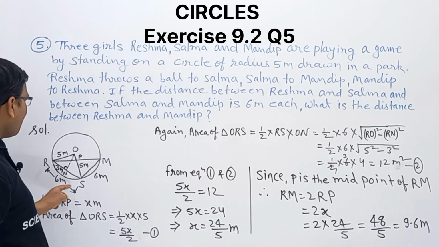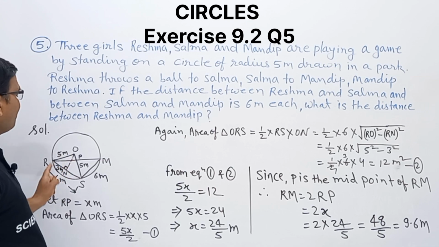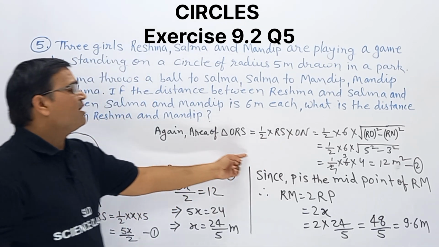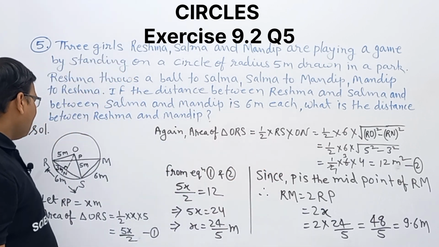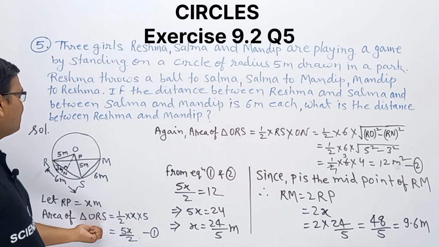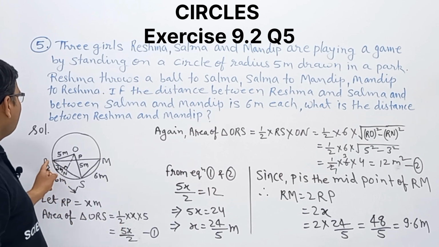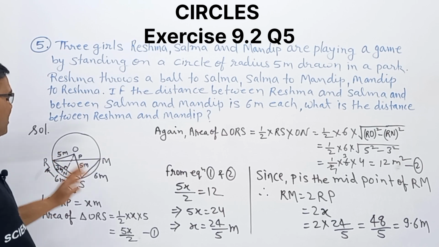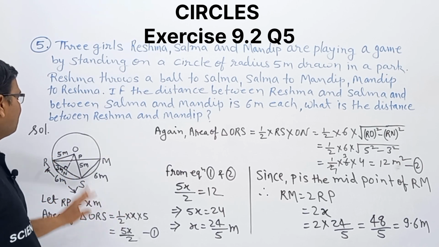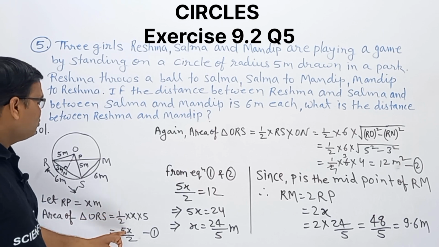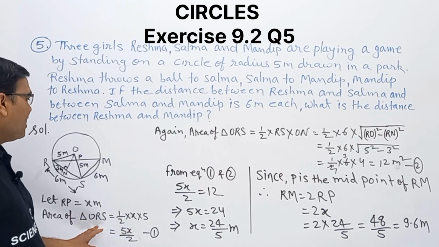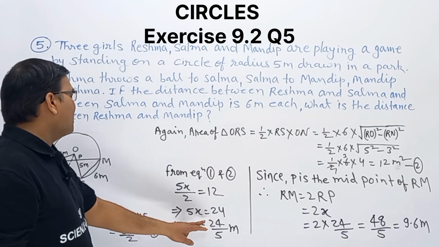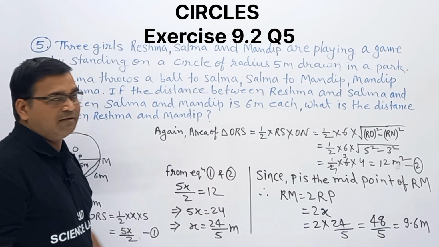So the area of this triangle ORS will be 1 upon 2 base into height. Height is ON, and we get 12 meter square. Another way, the area of triangle ORS can also be written by considering RP as the height, and assuming this one as x, then the area of this triangle ORS is 5x by 2. Once we compare both, we get RP, or x, equal to 24 by 5 meter.